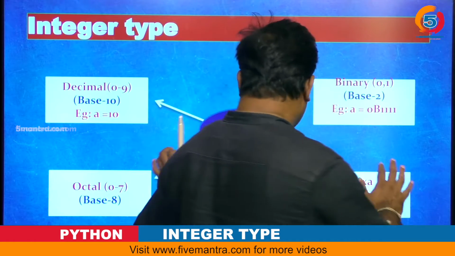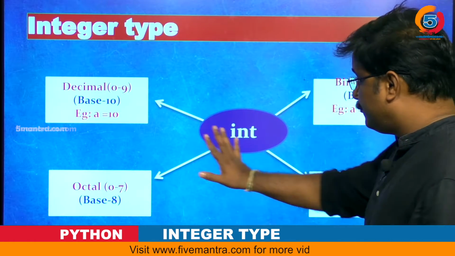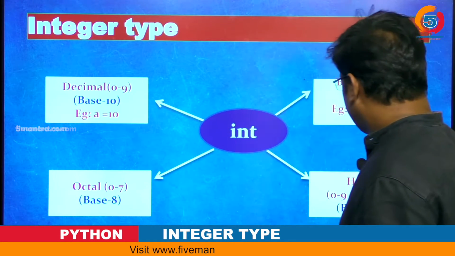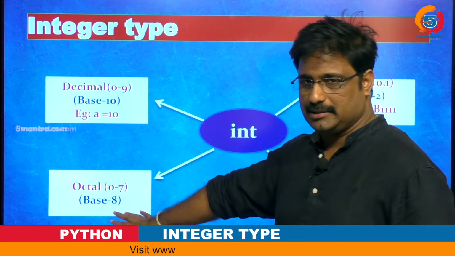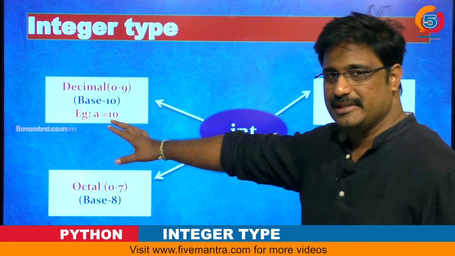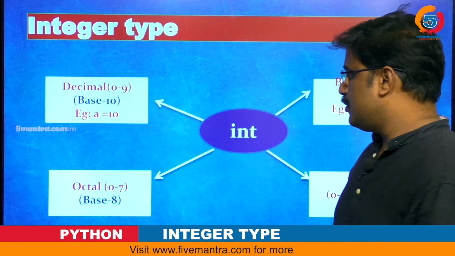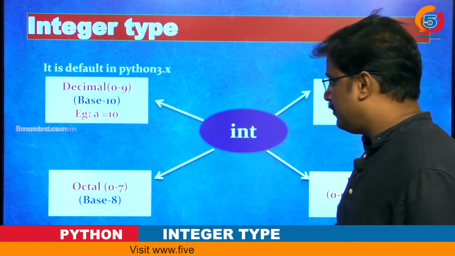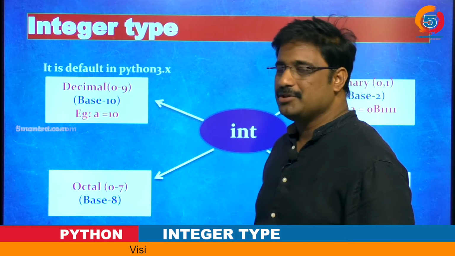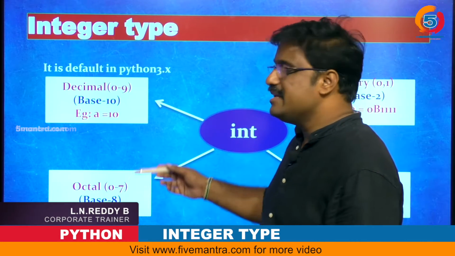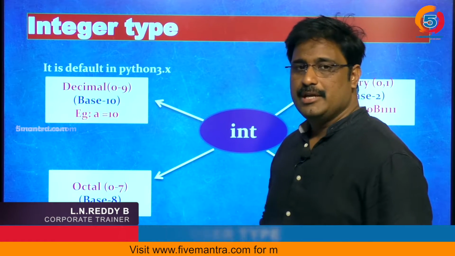How many integer types do we have? 4 integer types: decimal, binary, hexadecimal and octal, and you know the bases are 10, 2, 16 and 8. How to represent them, I also explained. Decimal number system in Python 3.0, from Python 3.0 onwards, is the default number system. There is no issue.